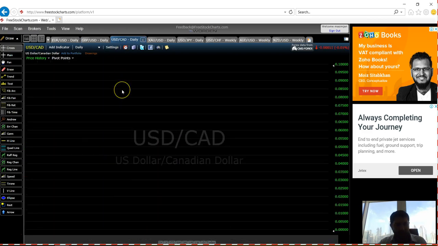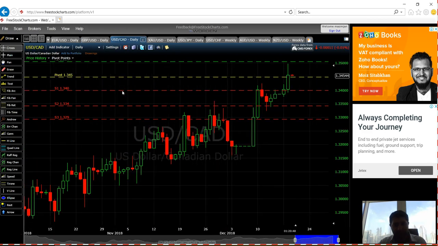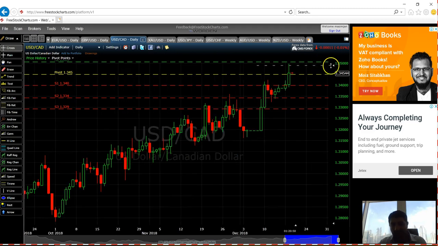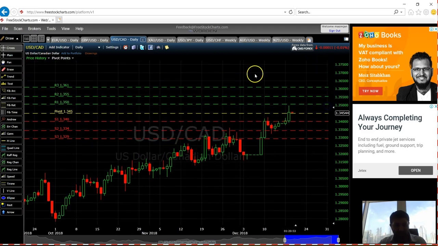Moving on to USDCAD, as you can see, there was a hike yesterday and it got rejected from resistance 1. Currently it's above the pivot, but I would expect that it would have a bearish momentum as the dollar is getting weaker as well.